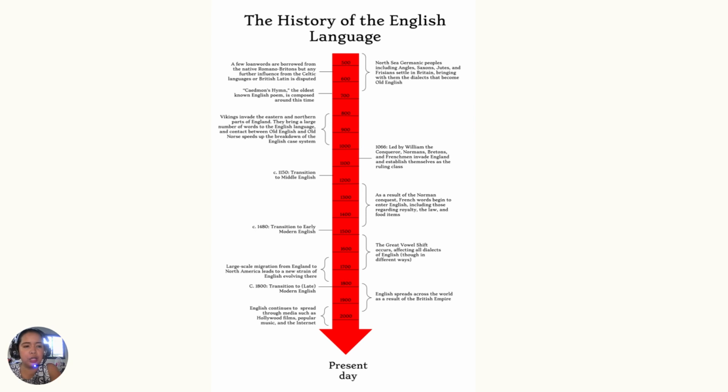So during and after that, we also have a few loan words that were borrowed from the native Romano-Britons that further influenced the Celtic language or British Latin, which is disputed. So during the 700s, we already have here the Caedmon's Hymn, the oldest known English poem, that was composed around this time. So around the 800s to 1000.